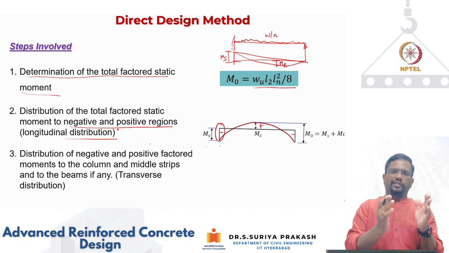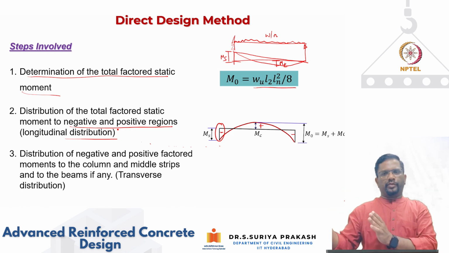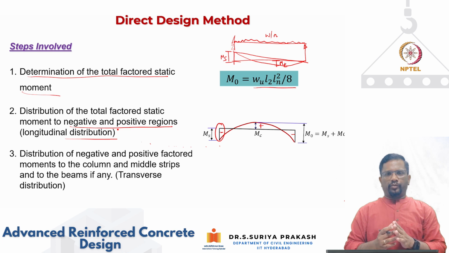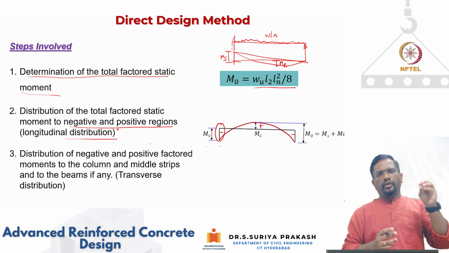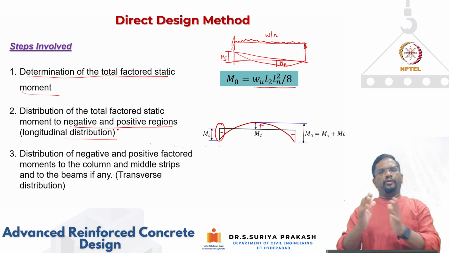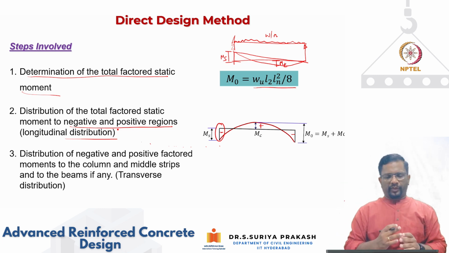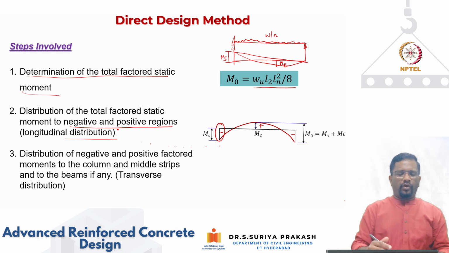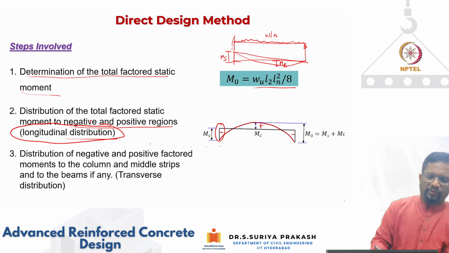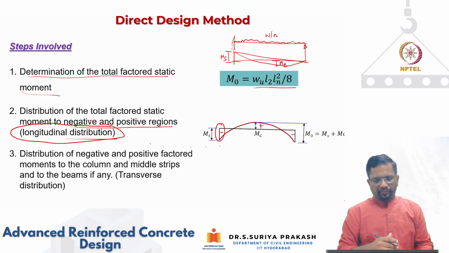Your discretization of a frame will have a minimum of 3 spans. So for each span, you calculate your total static moment, and then you distribute how much will go to the support moment and how much will go to the mid-span moment. We need to do that for all the spans. So the next step is called longitudinal distribution. How much should go, that we will see.